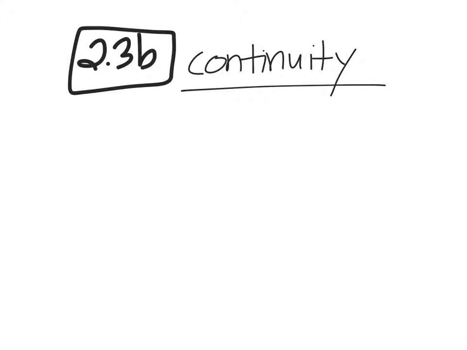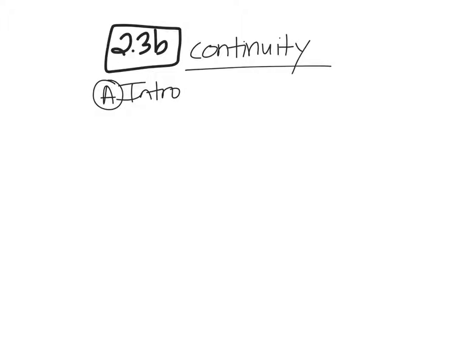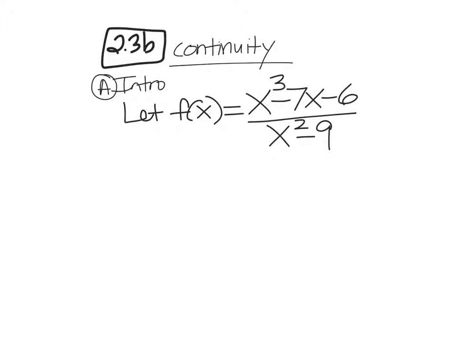We're going to do, first part, a little intro. They call it an exploration problem in the book. Okay, so we're going to let f of x equal x cubed minus 7x minus 6 over x squared minus 9. Okay, letter A. First thing we're going to do is find the domain of this function.